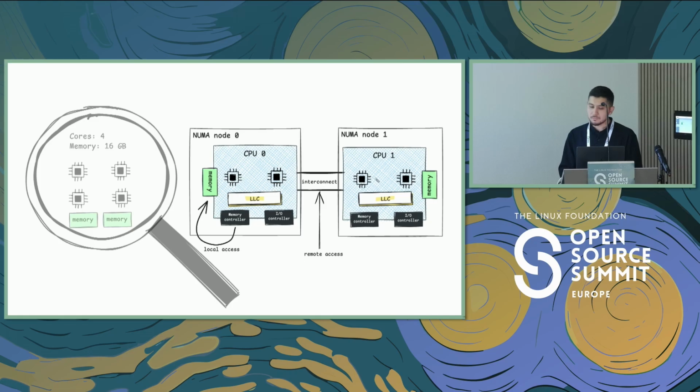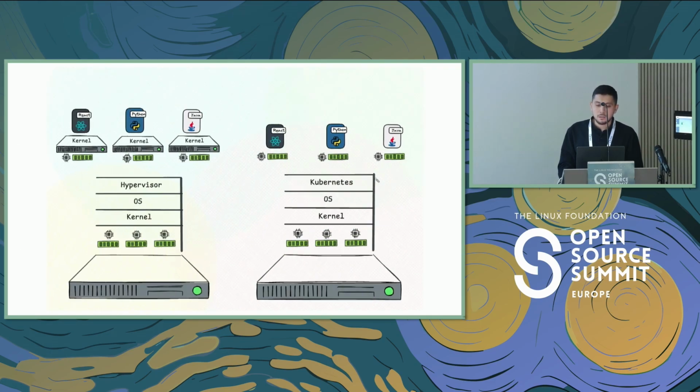So the idea is, can we take this view of the node and expose it to Kubernetes, and then make a little bit better, smarter scheduling? But the topic is not about scheduling. The topic is about partitioning the server.